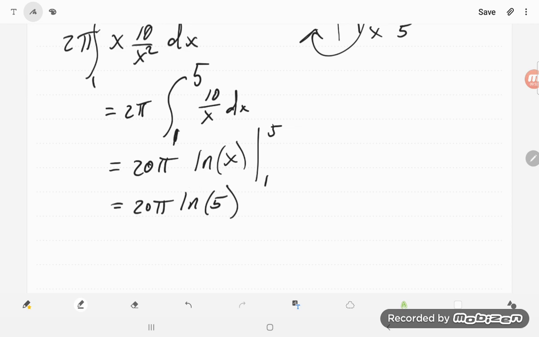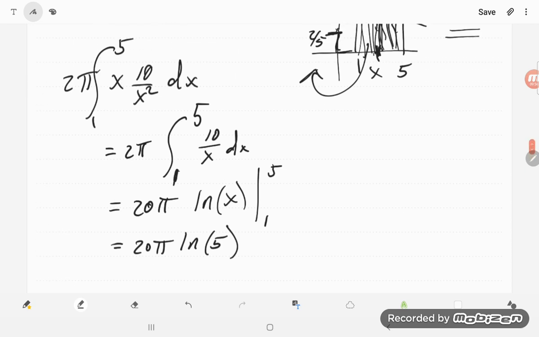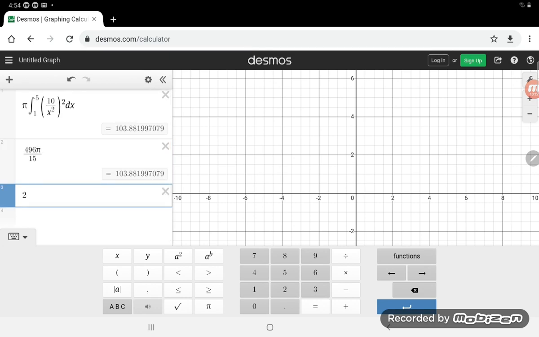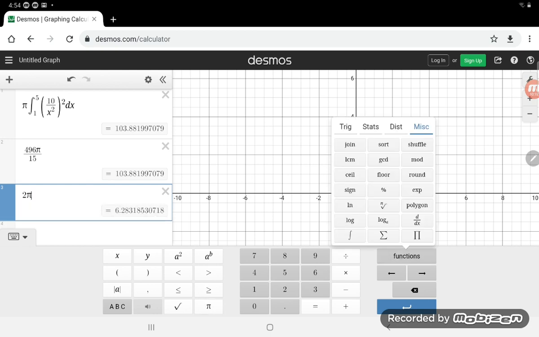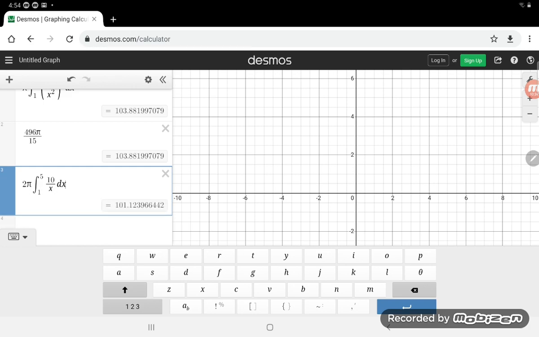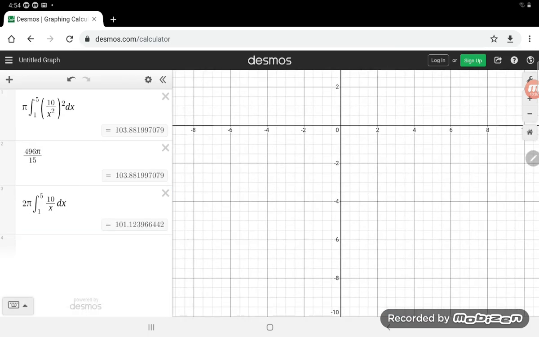And so this is 20 pi times the logarithm of 5, since the logarithm of 1 is 0. Okay, great. So we can check that answer. I'm pretty happy with our cancellation there, so we'll just try this with 2 pi times the integral, again from 1 to 5, and then times our 10 divided by x, and that is dx. And that says 101. Notice a slightly different answer.